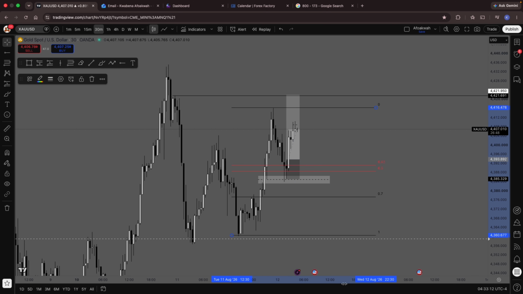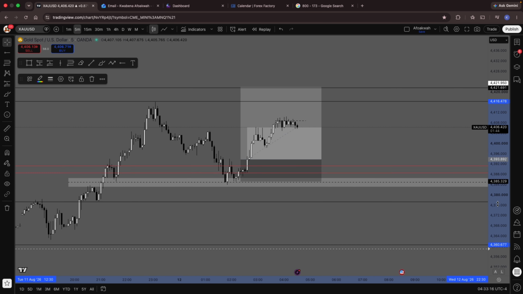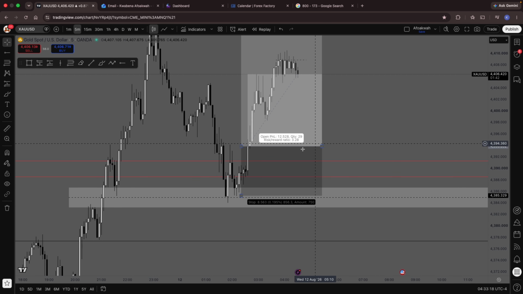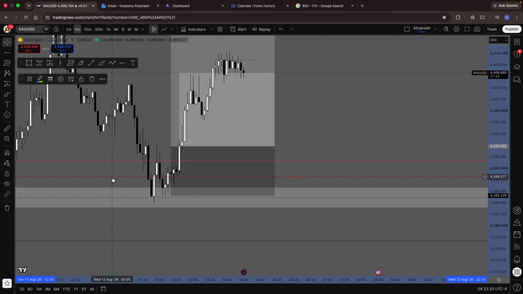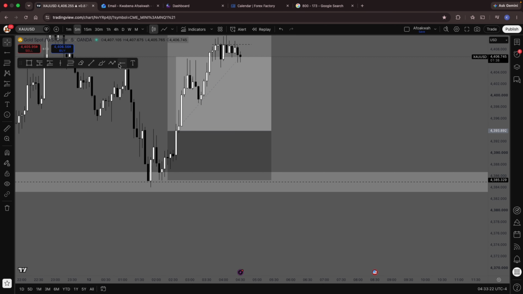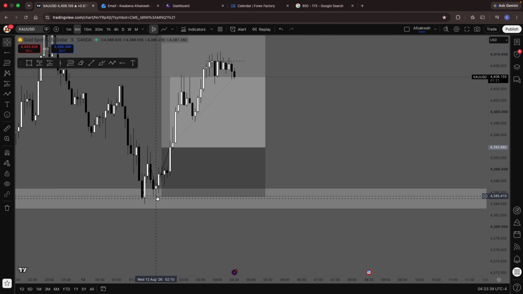Once we're in that 50% zone, then we go to the 5-minute before the 15, and we look for this exact entry model right here. High, low, higher high, higher low, higher high. I like to see that close. Once we close above this right here, then I'm in. Wherever we close, that's where I'm in.